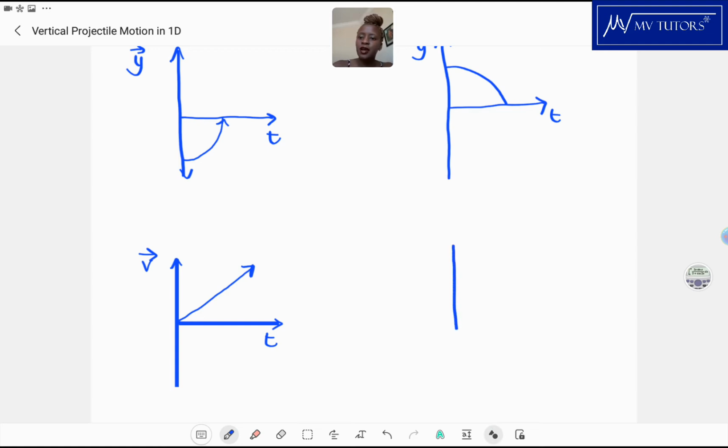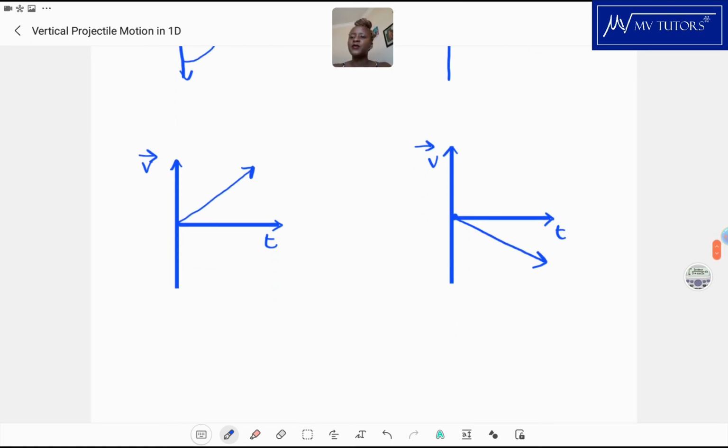But if you chose upward as positive, that will be different. Your initial velocity will be 0, but because it's in the opposite direction, it will increase, but it will be in the opposite direction there. So that's time, and that's velocity.